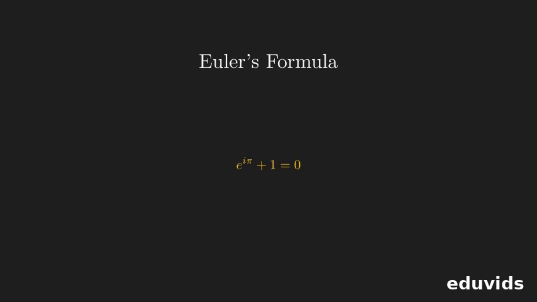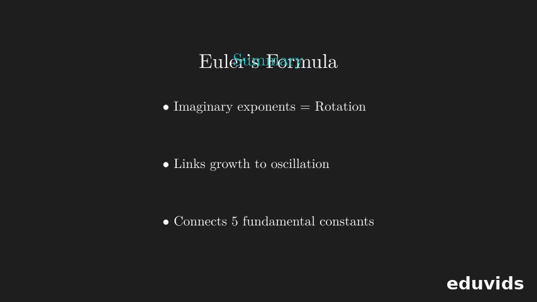Think about how surprising it is that a constant like e and an imaginary number can combine to equal a simple whole number. This formula is used every day in physics and engineering to describe periodic motions like sound waves and electrical signals. We have discovered that Euler's formula uses imaginary exponents to describe circular motion in the complex plane.